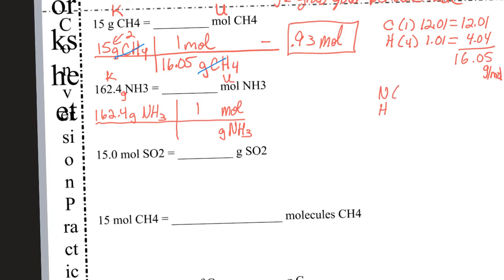NH3 has 1 atom of nitrogen and 3 atoms of hydrogen. 1 atom of nitrogen is 14.01. Each atom of hydrogen is 1.01, which means I've got a total of 14.01 grams of nitrogen and a total of 3 times my atomic mass, 3.03. Add them together, 17.04 grams per mole. Grams per mole.